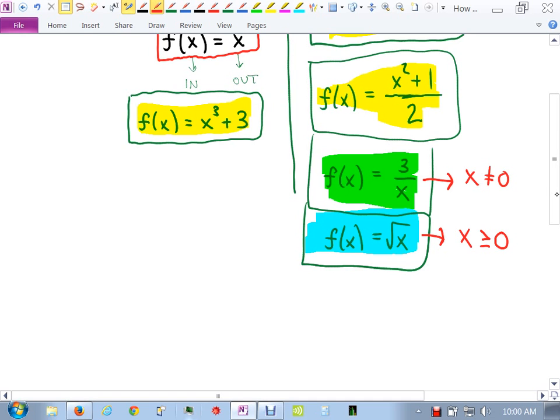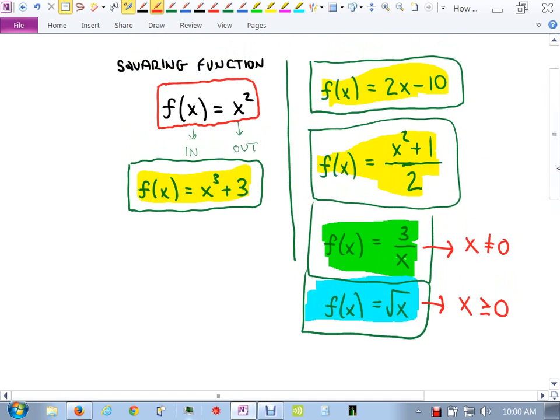Now I want to scroll back up to the ones in yellow and talk about those domains. For the ones in yellow, we said there was no restrictions, right? It could be anything we want. So there's several ways to say anything you want. One way is to say, I'm going to say for this one, the domain, all real numbers.